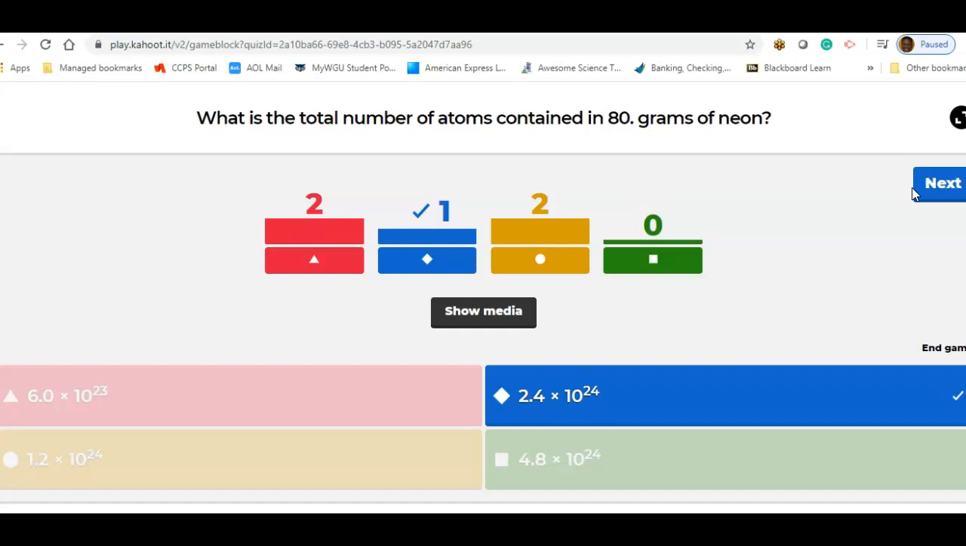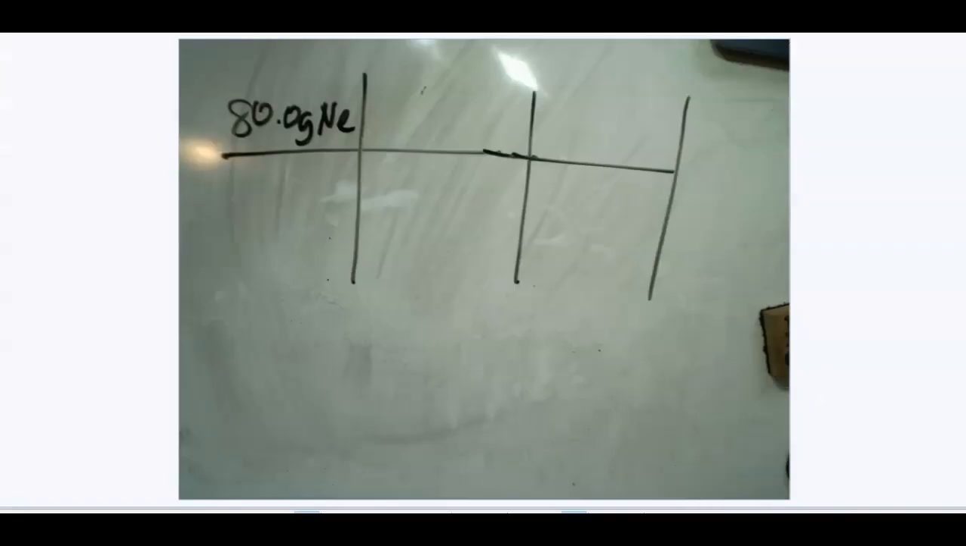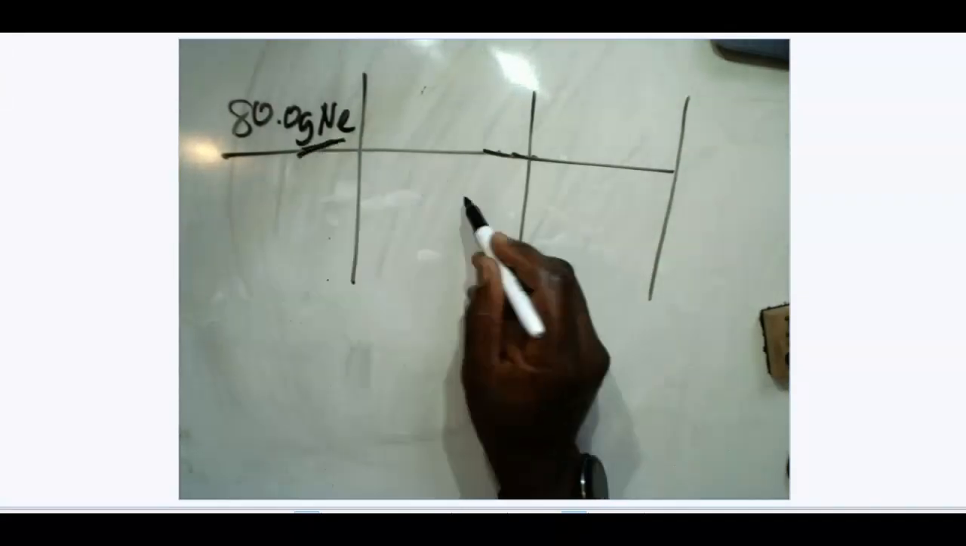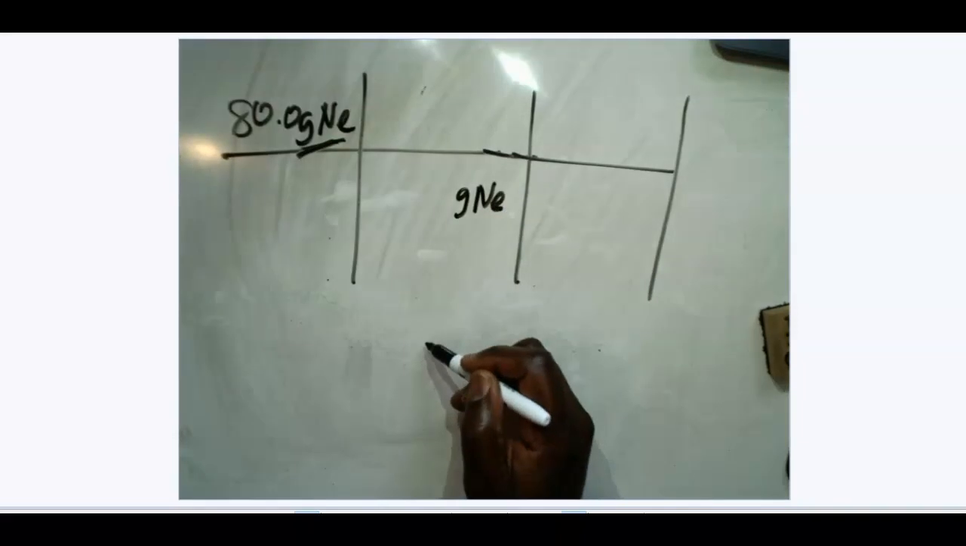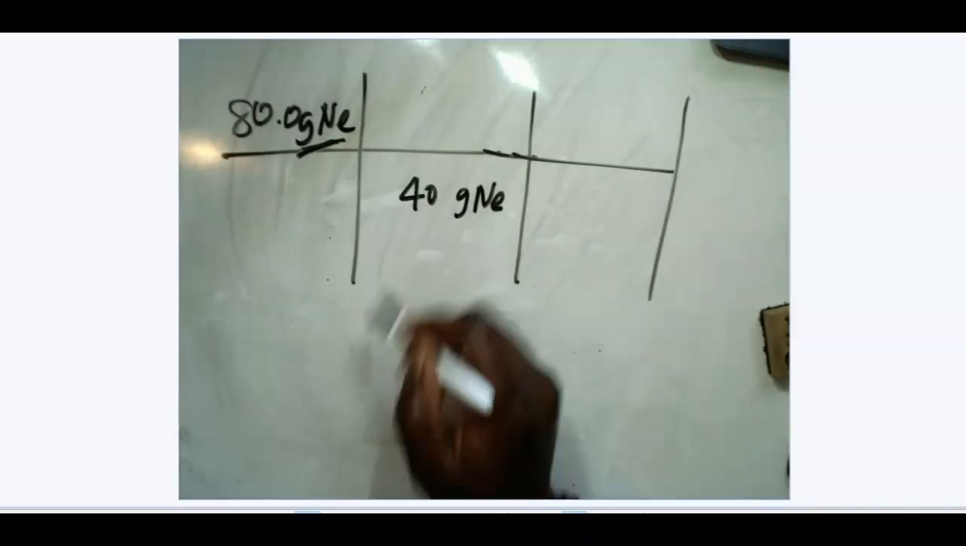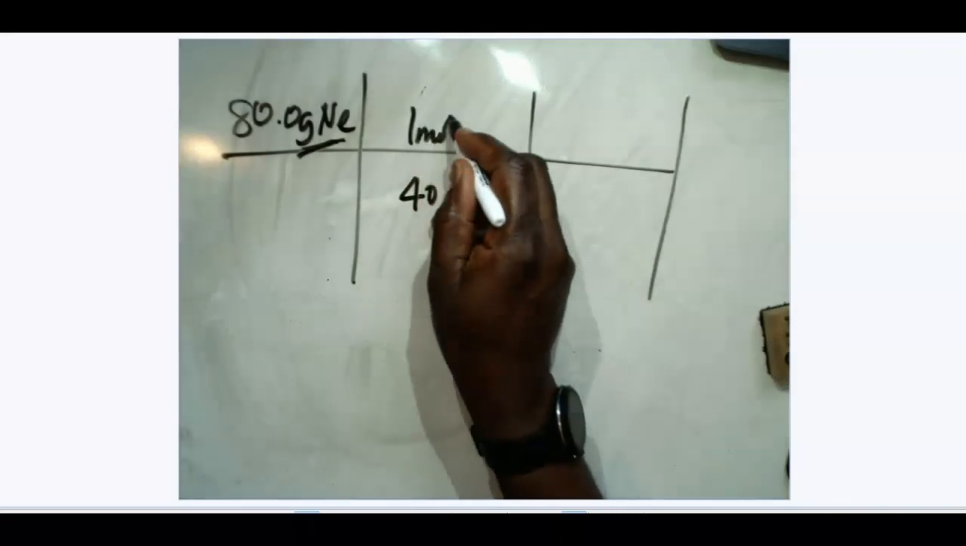Okay, this is interesting. What is the total number of atoms contained in 80 grams of neon? Once you see your multiple choice responses and you see this exponent, you know you're talking about Avogadro's number of atoms. So you have 80 grams of neon. What is the mass of neon? It's 40 grams on the periodic table, and this is 1 mole of neon.